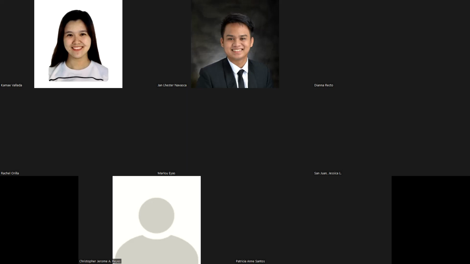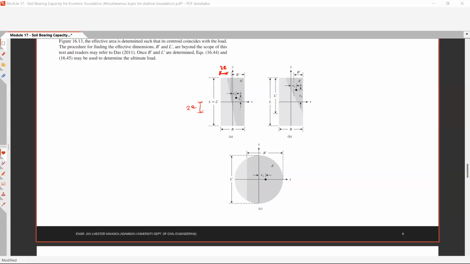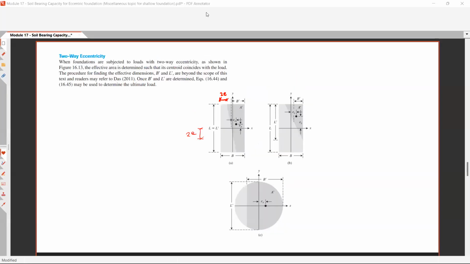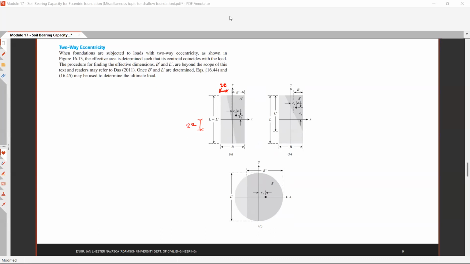Hello, hello. Nawawala talaga ako. Hindi ko alam bakit. Nakakainis. Okay. Lapit na tayo, class. Ayan. Hindi naman nagpuputol-putol, no? Nawawala lang talaga. Ayan. Can you see now my screen?